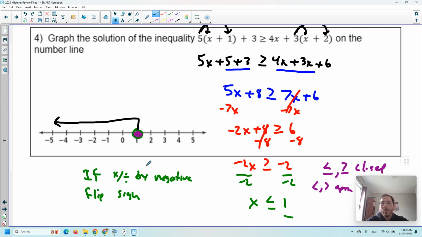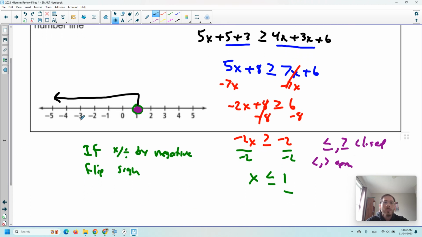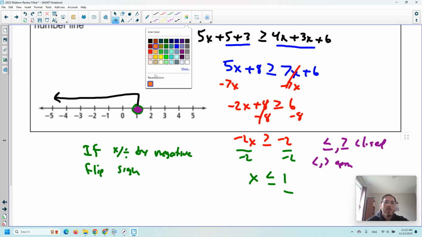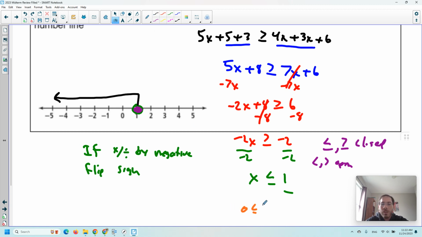Again, if I want, I can double check by checking a number. So if I tried a test value, if I pretended that we had 0, so 0 is less than or equal to 1 is true. So since that's true, I would go towards 0. So I would start at 1 and then go towards 0. So I could also try that out if I wanted to pick a test value or if I had the x on the other side. So that's what we got for that one.